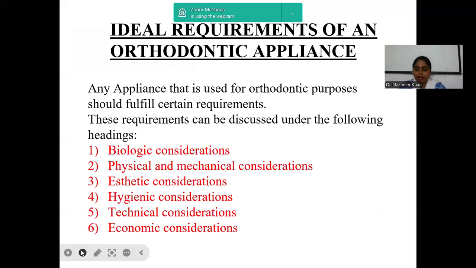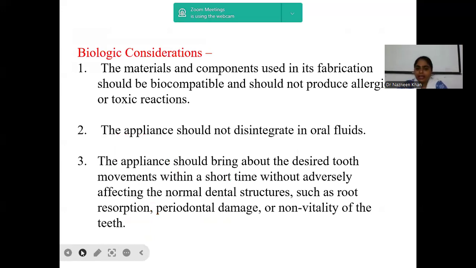When we talk about the biological consideration, the material and the components used in its fabrication should be biocompatible, and should not produce any allergic or toxic reaction in the oral cavity. The appliance should not cause any discomfort in the oral cavity. The appliances should bring about the desired tooth movement within a short time without adversely affecting the normal dental structure, such as causing root resorption.